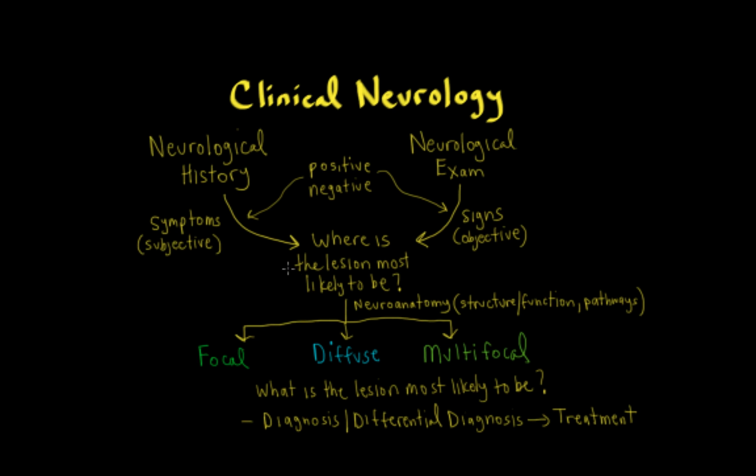Now, in order to figure out what the lesion is, obviously we need to think about where the lesion is most likely to be. And from the neurological history, in addition to symptoms, we're also going to get the time course of onset. Is this an acute, subacute, or chronic time course of onset? And the combination of that and the lesion localization, focal, diffuse, or multifocal, helps you categorize what the lesion is most likely to be, and then that helps again generate your diagnosis, differential diagnosis, and ultimately treatment. And that concludes this video on the basics of clinical neurology.